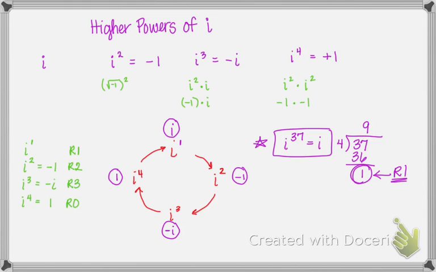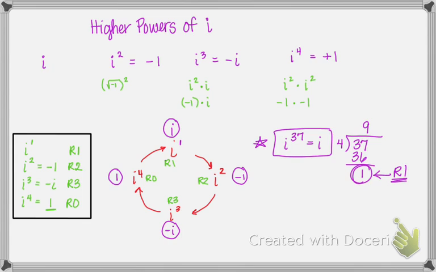Every time you've completed a cycle of 4, you land on positive 1. So that's always kind of what we're looking for. This is how I like to remember it. If you like to remember it as a circle, this is remainder 1, remainder 2, remainder 3, remainder 0. And it just repeats that circle.